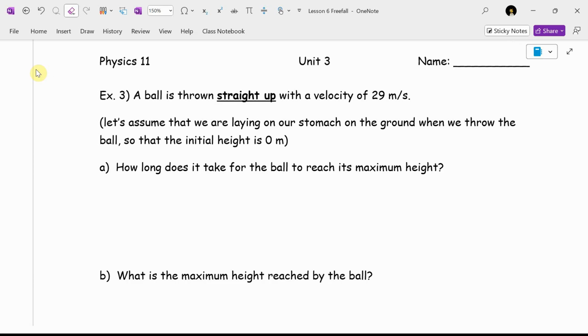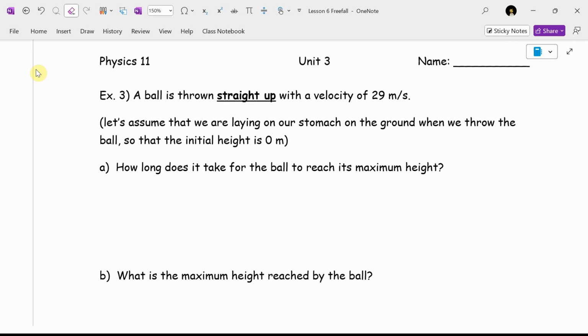Example 3. A ball was thrown straight up with a velocity of 29 meters per second, and then I had to add something in brackets because I had somebody last year who was really fussy. They said, let's assume we're laying on our stomach on the ground when we throw the ball, so the initial height is 0. Otherwise, we would need to know how tall the person was throwing the ball from. I said, that's a good point. It was worth discussing. So if you ever see me launch something, assume we're launching it from the ground unless the question says different. Okay.